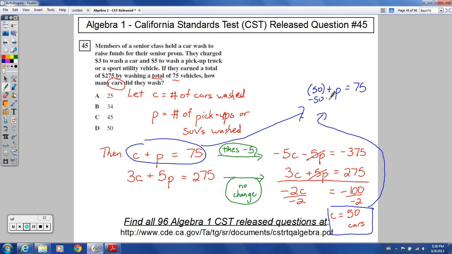Notice this one, just like the quarters and dimes one from 2 questions ago, they give you both of these. So you got 25 pickups and SUVs together. What I meant to be more clear on there was they give you both 25 and 50 as a final answer over here. The one you want though is the number of cars that they washed. So C represents the number of cars that they washed. Number 45 then should be choice D.